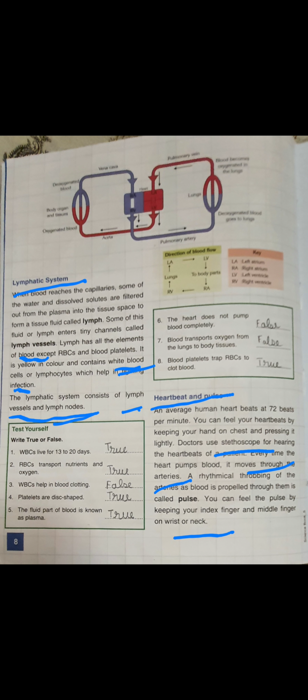Blood in the heart flows from the right auricle to the right ventricle and then to the lungs. And the lymphatic system consists of a yellowish fluid called lymph that flows in lymph vessels and small masses of lymphatic tissues called lymph nodes.